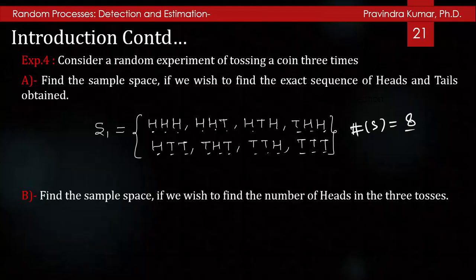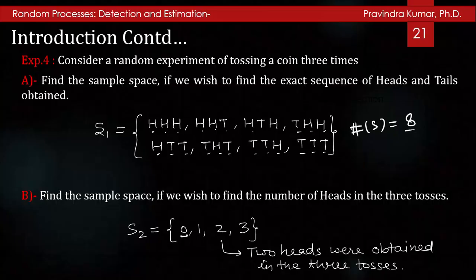Another point, find the sample space if we wish to find the number of heads in the 3 tosses. So I have tossed the coin 3 times and I want to find out the number of heads in 3 tosses. So the sample space will be 0, 1, 2, 3. Here 0 means no head appears in the 3 tosses, 2 indicates that 2 heads were obtained in 3 tosses, and 3 means all 3 heads were obtained in 3 tosses.